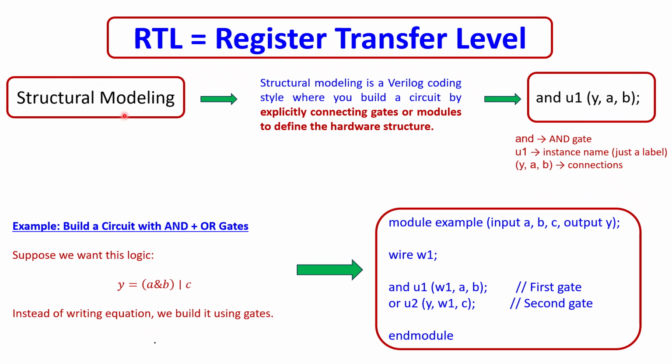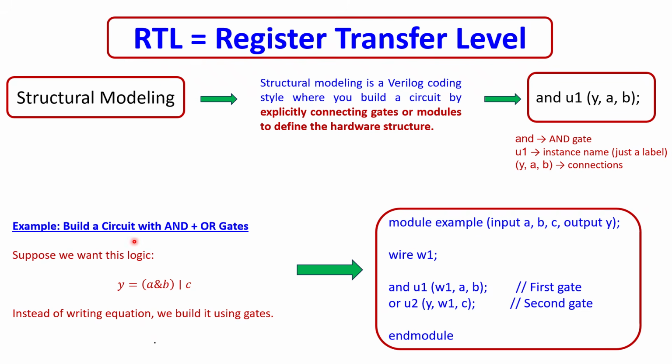And the next one is structural modeling. Structural modeling is a Verilog coding style where you build a circuit by explicitly connecting gates or modules to define the hardware structure. Here you see, this is the Verilog of the structural modeling. In the data flow, we used assign, whereas in behavioral we used always, and in the structural we use gates, any gates. And here we used an and gate, and U1 as the instance name, just a label. Y, A, B are connections, that is, inputs and outputs.